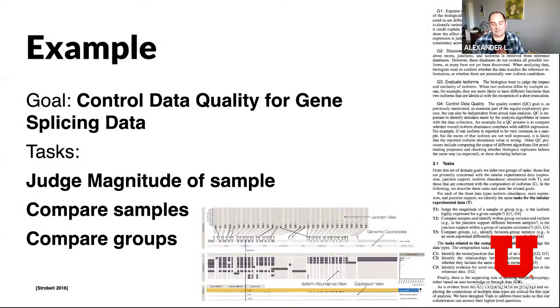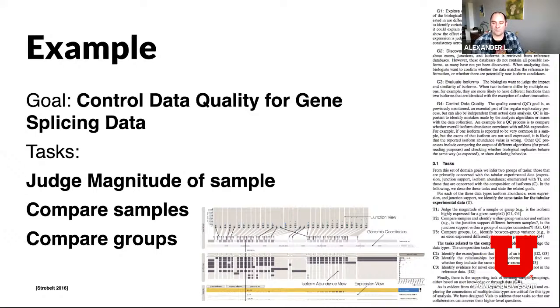Of course, in practice, if you work with scientific collaborators, it can be a little bit more complicated. Here is an example from a paper that I wrote with a couple of other people in 2016, where the goal was to control the data quality for gene splicing data. So a very domain-specific goal. And this was actually only one of the 4 goals. I'm showing you a screenshot of the paper here.